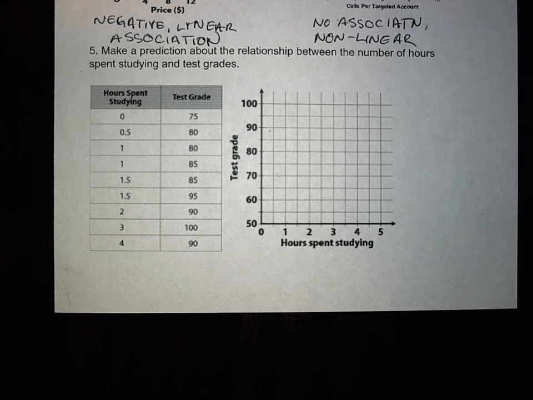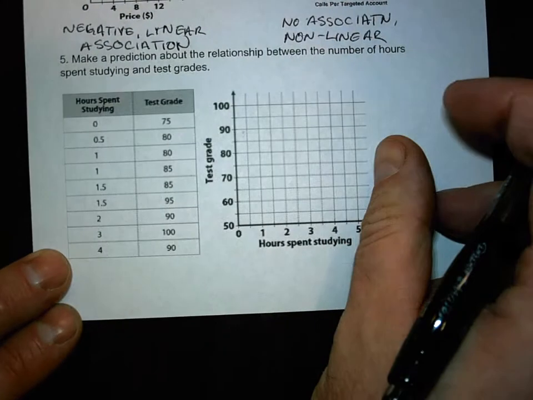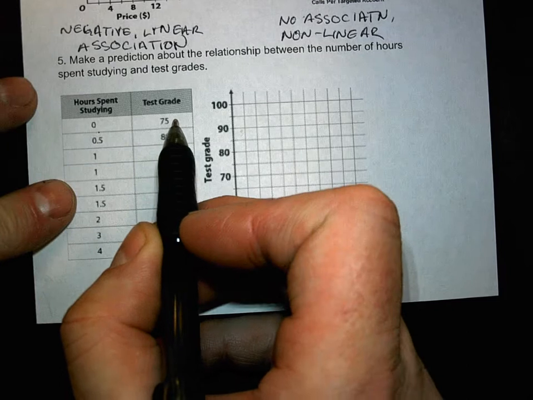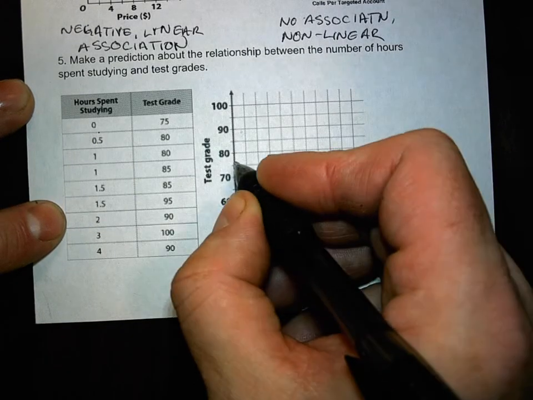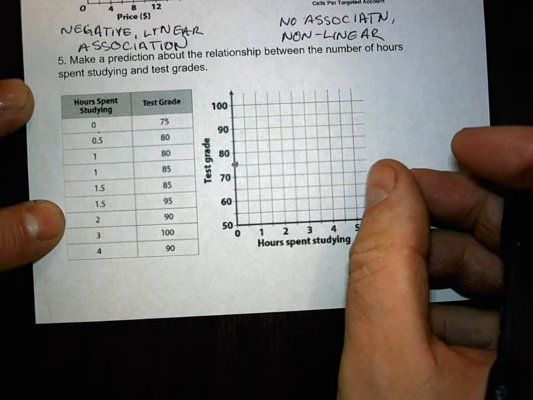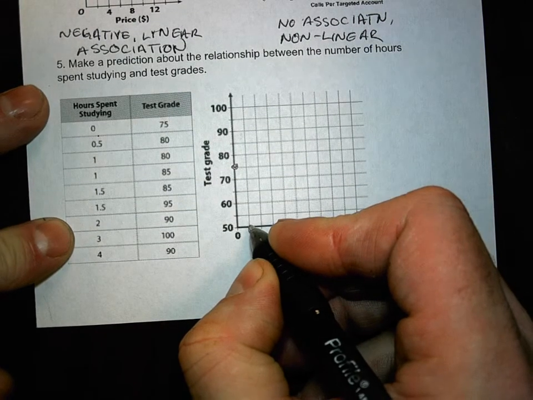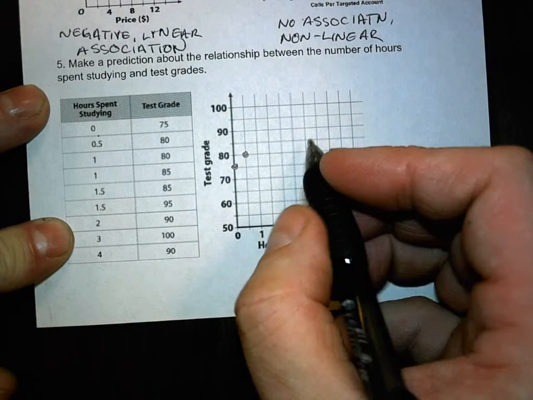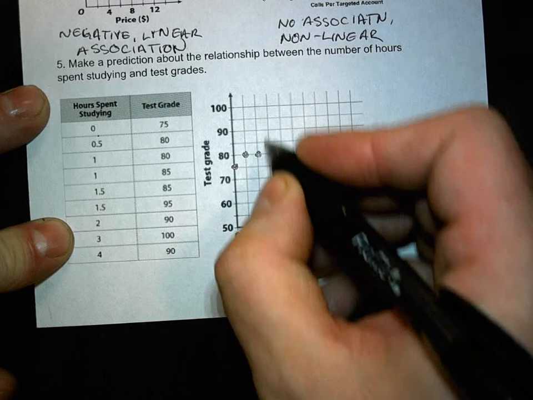So here we've got a prediction about the relationship between the number of hours spent studying and test grades. So 0 hours studying, what's the average test grade? 75. So at 0 hours, the grade is 75. We put a dot there, right? At 0.5, so half an hour, the grade was 80. 1 hour, the grade was an 80. 1 hour, the grade was 85.